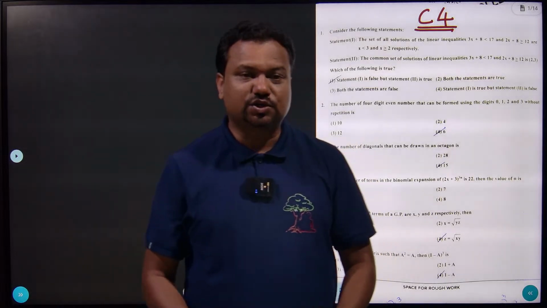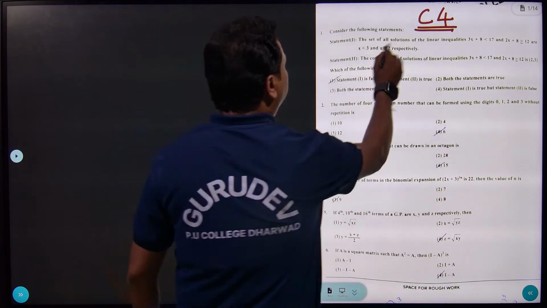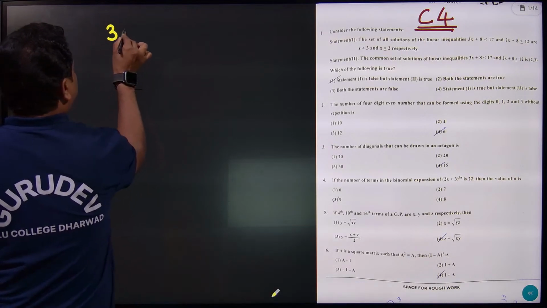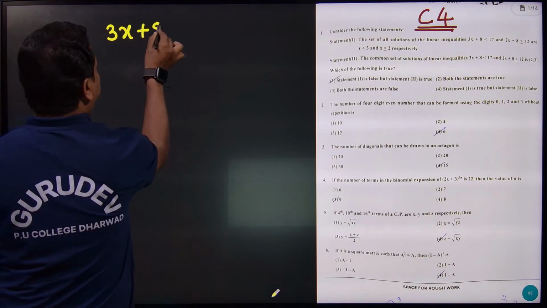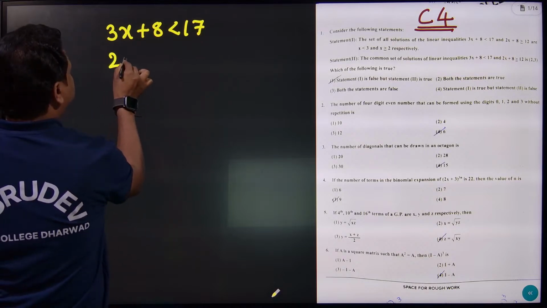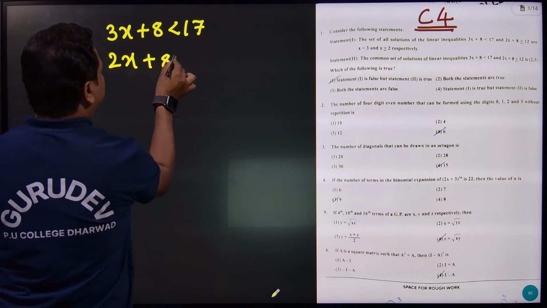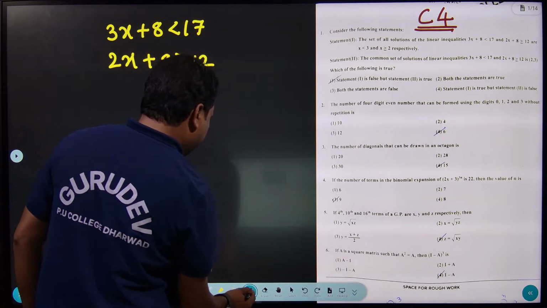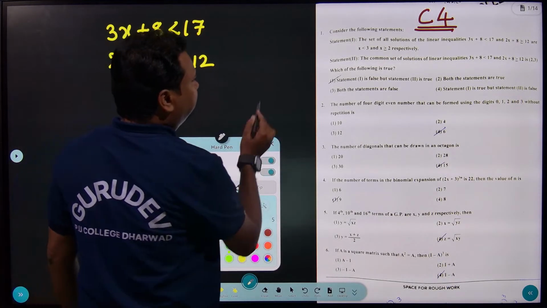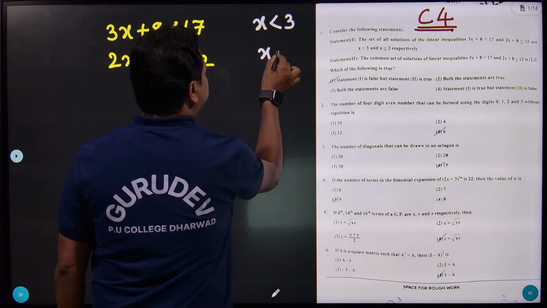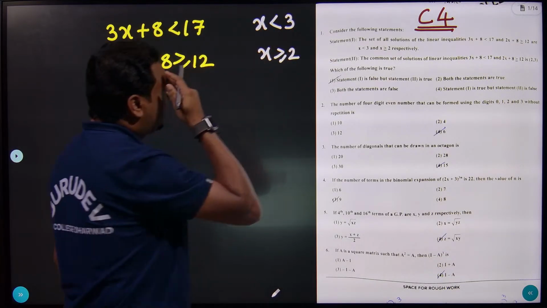Let's begin with the question answer discussions. The set of all solutions of the linear equations 3x plus 8 is less than 17 and another equation is 2x plus 8 greater than or equal to 12. This set of equations are given as follows. ಏನಂತ ಕೊಟ್ಟಿದ್ದಾರೆ ನೋಡಿ. For the first case x less than 3, for the second case x is greater than or equal to 2 respectively ಅಂತ ಕೊಟ್ಟಿದ್ದಾರೆ.